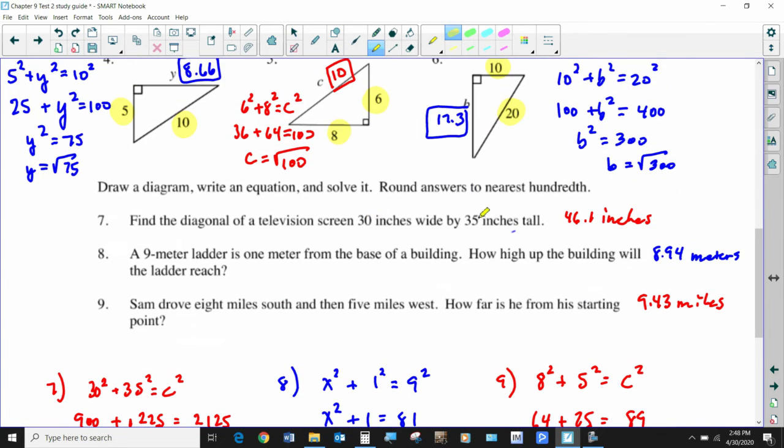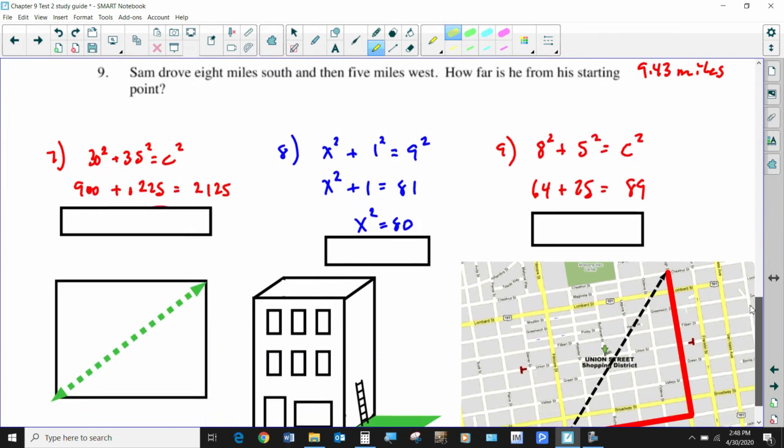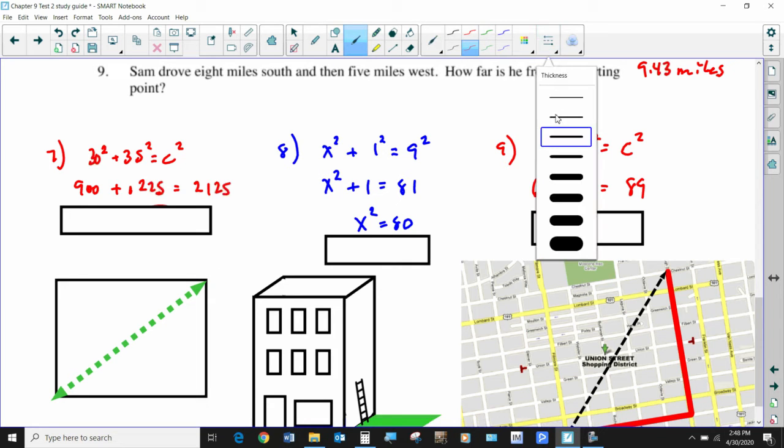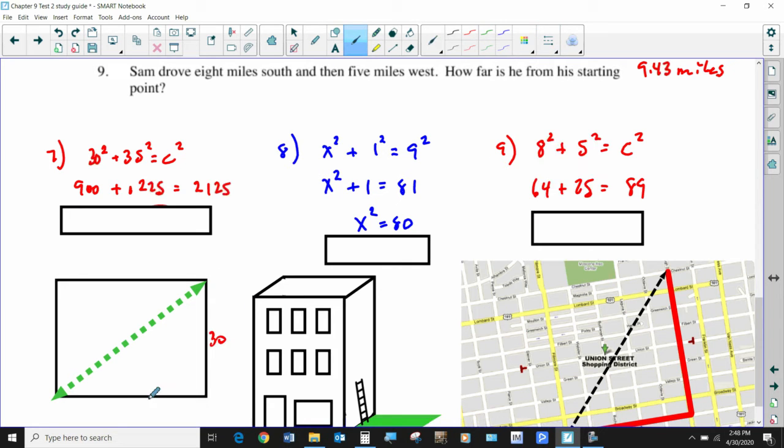Rather than saying a 30 by 35 television. It's a 46-inch television. Okay, so the 30 by 35 then become the dimensions here. I guess maybe I'll write this in. This might be the 30, this might be the 35, so 900 plus 1,225 is 2125.